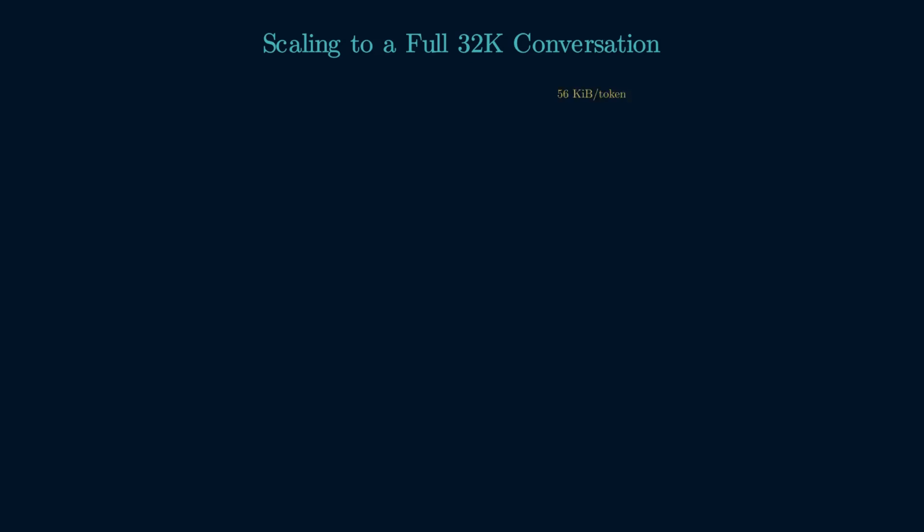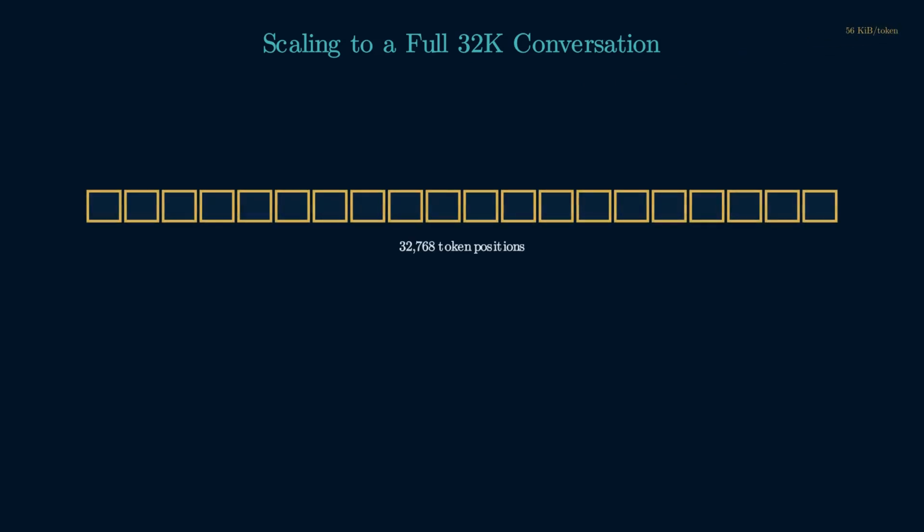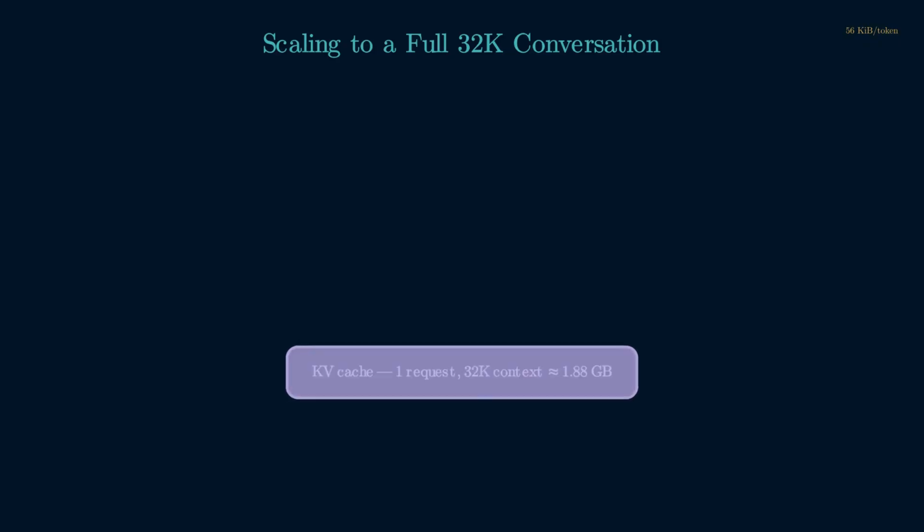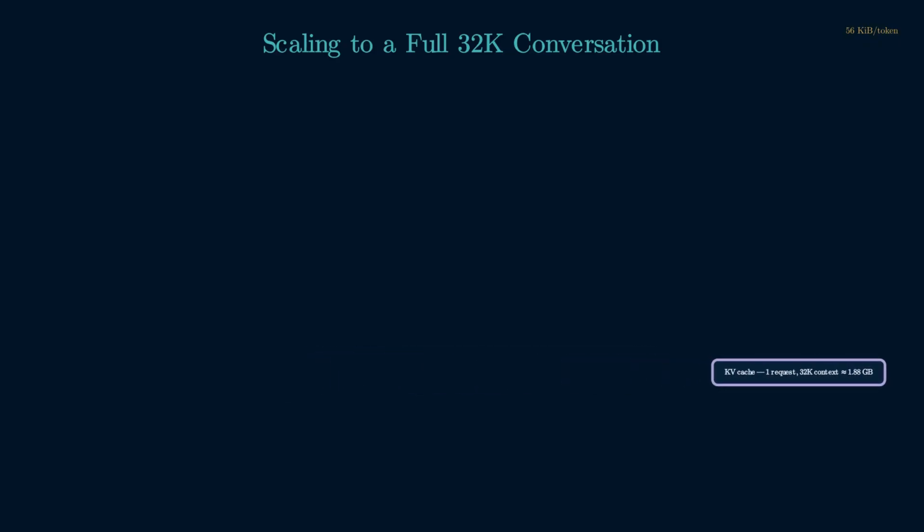Now stretch that across a full 32,000 token conversation. 56 kilobytes per token, times 32,768 positions, works out to roughly 1.88 gigabytes for one request at full context. Hold on to that block, it's the unit we'll be stacking.